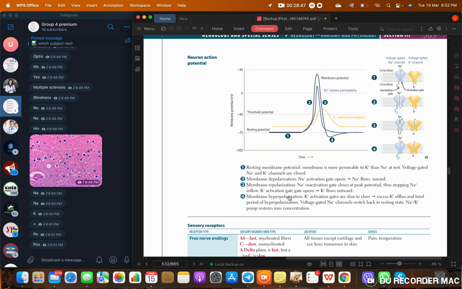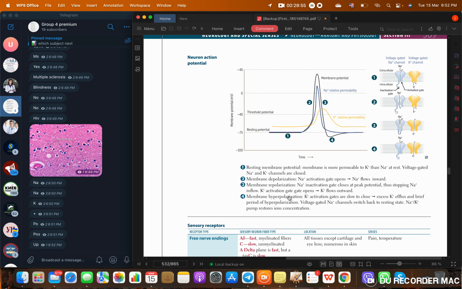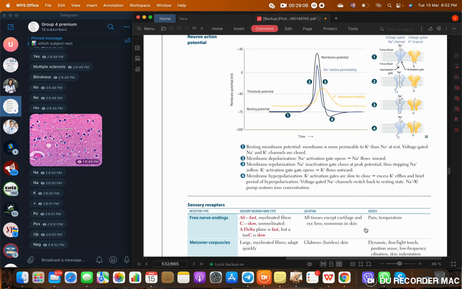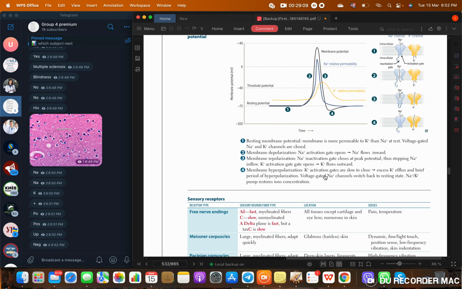So when the potassium flows outward, it's actually also positive. So when it goes outward, what is going to happen to the resting membrane potential? No, it's going outside of the cell, not inside of the cell. Exactly, when it goes outside of the cell, it starts to become more negative, okay? It goes down. Membrane hyperpolarization. Potassium activation gates are slow to close. So at this stage, the potassium has exited in a huge number, which will lead to the potassium channel closing and slowing down, which will lead to a humongous amount of potassium going out of the cells.